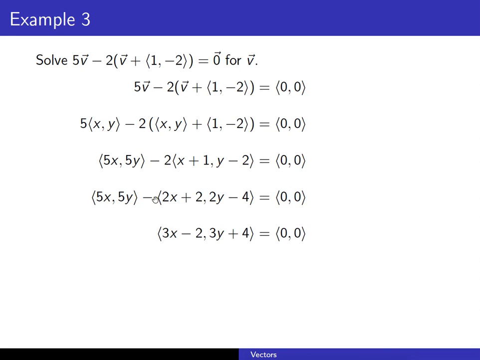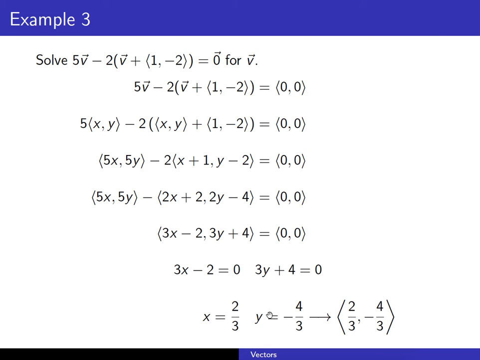So we get 5x minus 2x minus 2. 5x minus 2x minus 2 is 3x minus 2. And then 5y minus 2y minus 4 becomes 5y minus 2y plus 4. And 5y minus 2y is 3y. So we have 3x minus 2, comma 3y plus 4, those expressions are each going to equal 0. So set each one equal to 0 and solve. We get x is 2/3, y is negative 4/3. So our final answer is the vector with a horizontal component of 2/3 and a vertical component of negative 4/3.